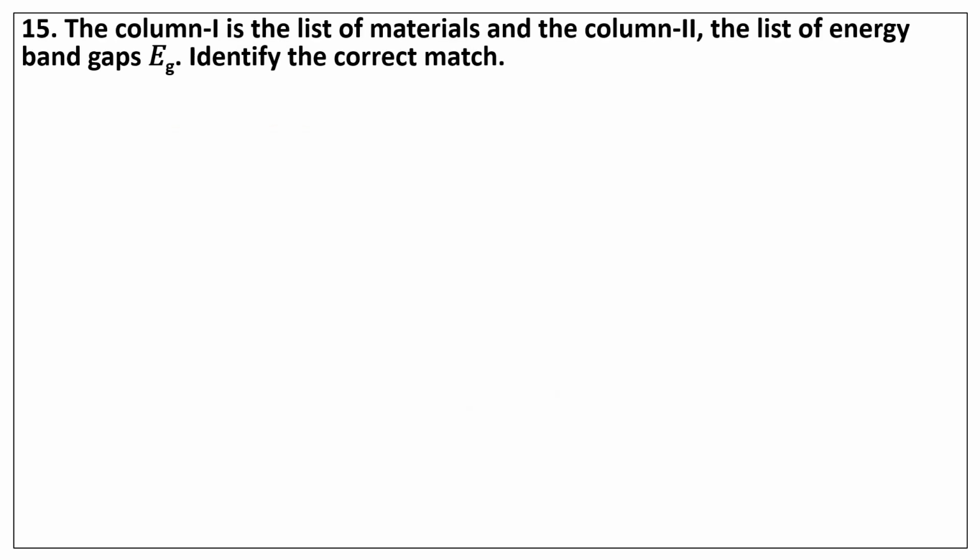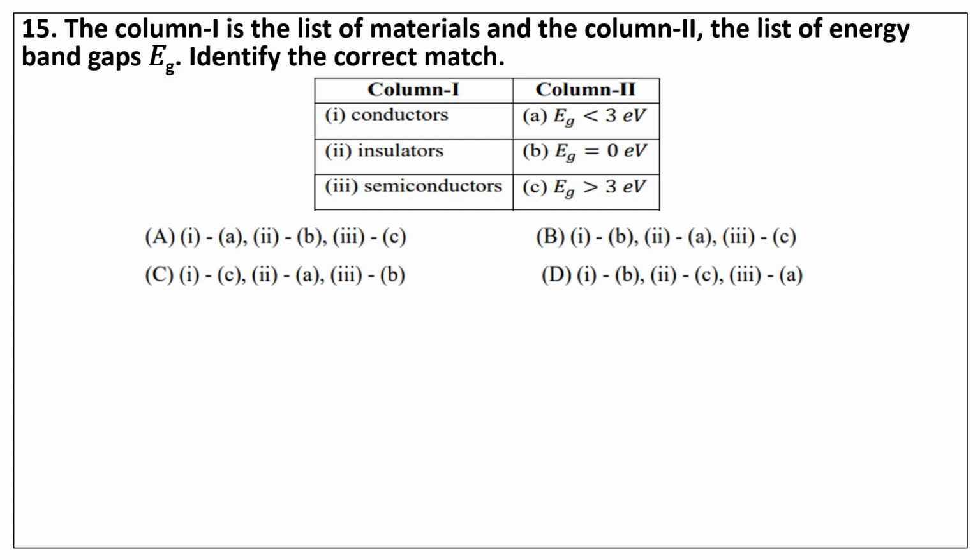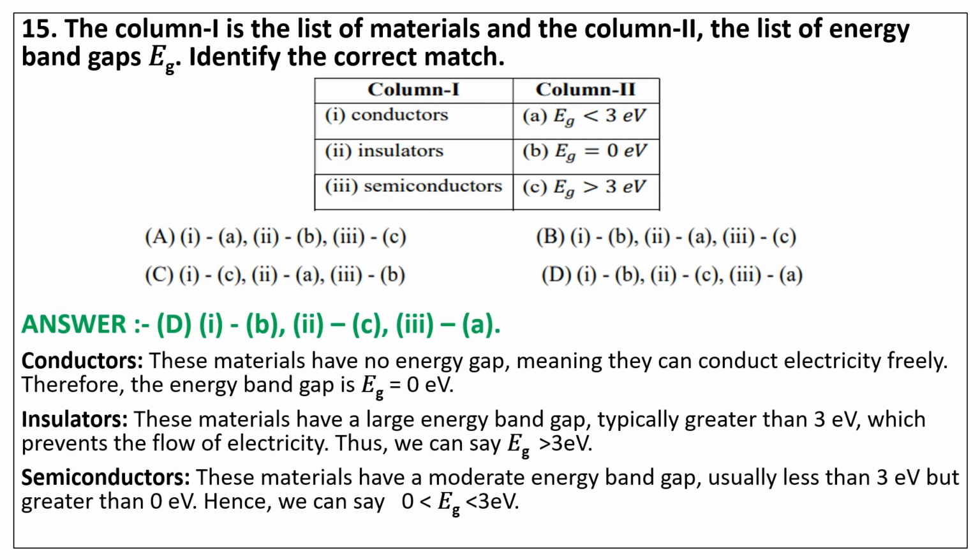15. The column 1 is the list of materials and the column 2, the list of energy band gaps, G. Identify the correct match. Answer A. D. Conductors, these materials have no energy gap, meaning they can conduct electricity freely. Therefore, the energy band gap G is equal to 0 electron volt.